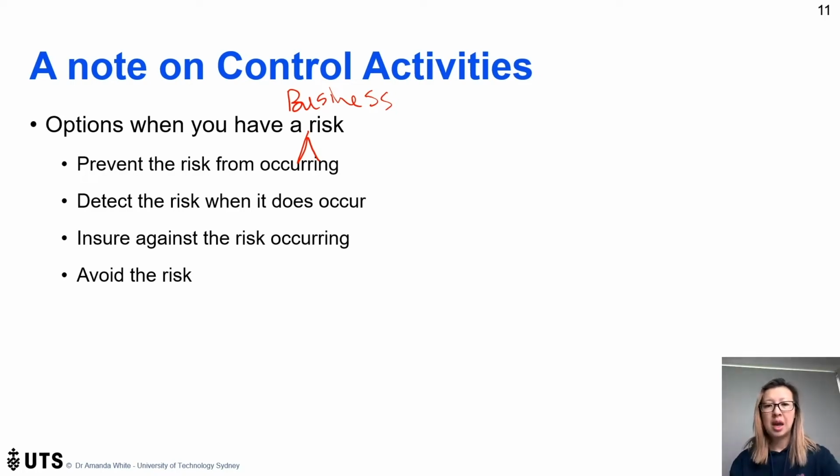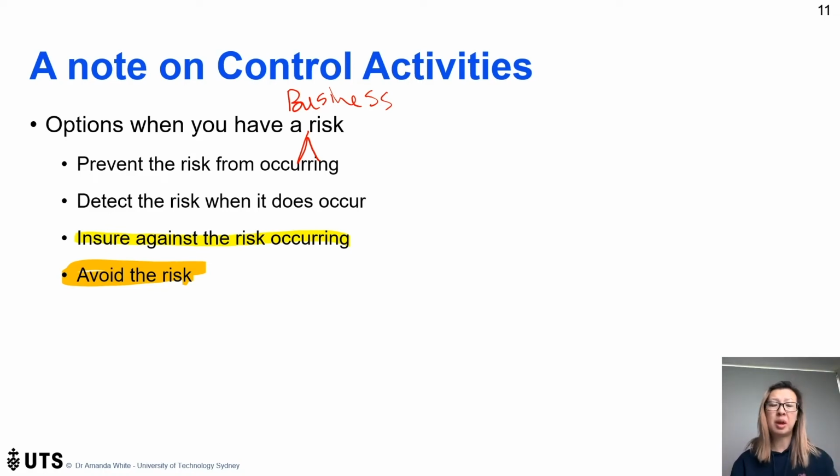An option that's not often talked about in textbooks is that you could insure against the risk occurring. So if you were worried that a factory fire might burn down your factory and all of the inventory inside it, you could take out an insurance policy to try and give you some payback if that risk did eventuate. The other option is that you could avoid the risk. So if there was a lot of risk involved in being in a particular market or making a particular product, you could just decide not to do it.